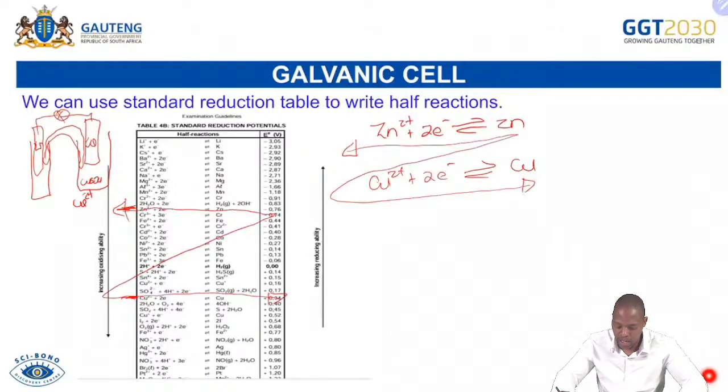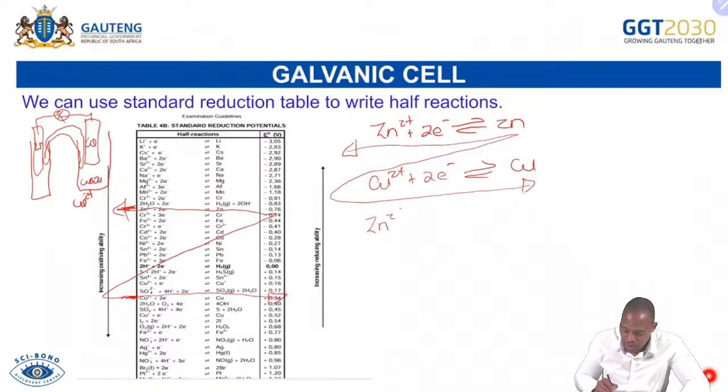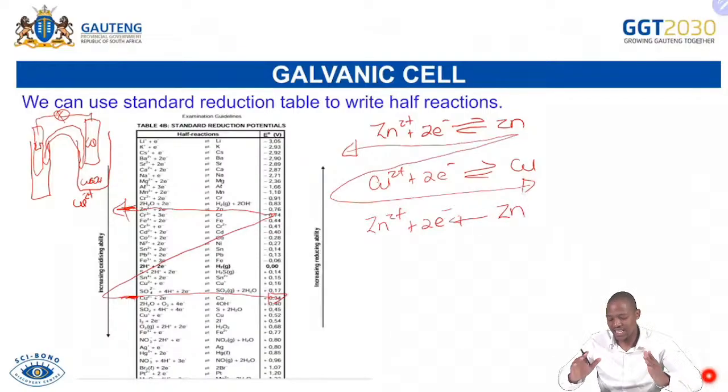If you are asked to write the oxidation half reaction, you will write Zn2+ plus 2e⁻. Then I am going to pick this arrow and it gives me Zn. If you have written it like this, you're 100% correct to get your full marks, grade 12.